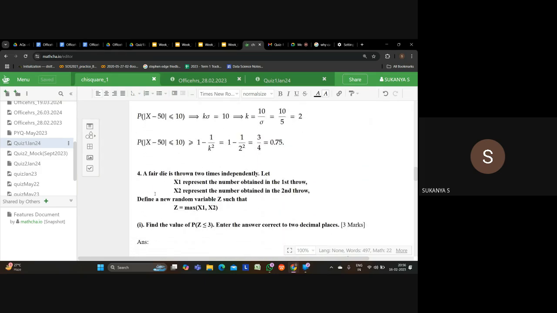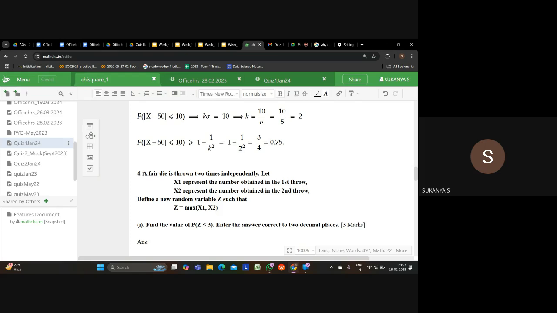So the next question: a fair die is thrown two times. x1 represents the number obtained on the first throw, and x2 represents the number obtained on the second throw. And Z is a random variable defined as the maximum of the values of x1 and x2. What values can x1 and x2 take? 1 to 6. Z also can take values 1 to 6. We first need to find the probability of Z less than or equal to 3. What does that mean?